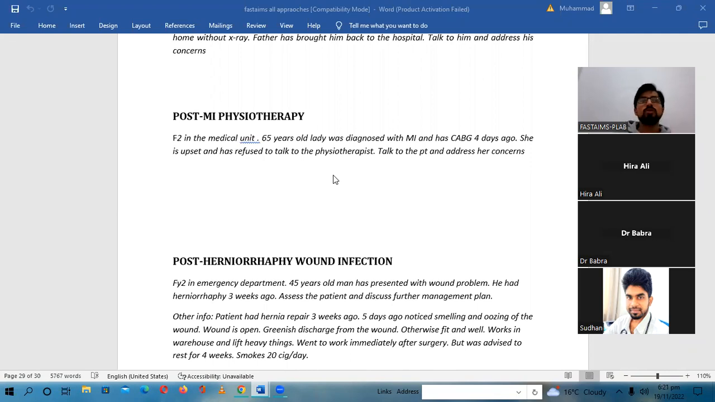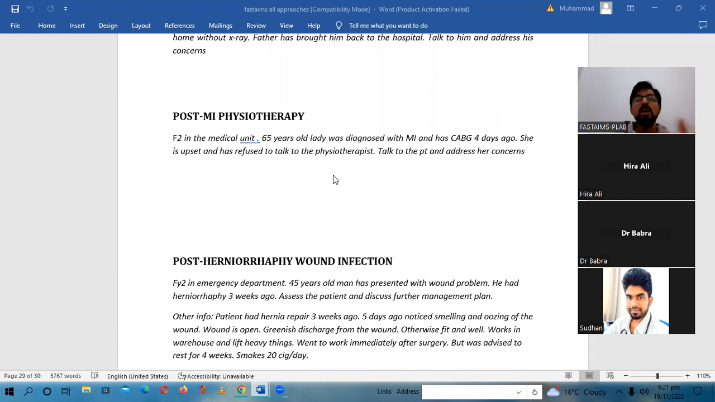So you are here to talk to the patient and ask, okay, what's the reason why you did not go for physiotherapy? Why hasn't she talked to the physiotherapist? You need to explore her concerns. All right. So how are you going to start the station? You need to talk to this lady, do the grips, and paraphrase that I understand you came into hospital with this heart problem, or you had an MI. I'm really sorry to hear about that.